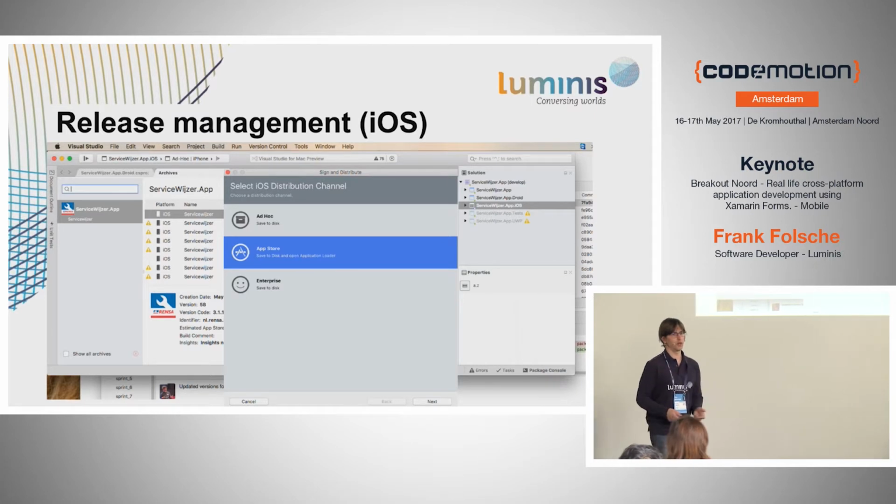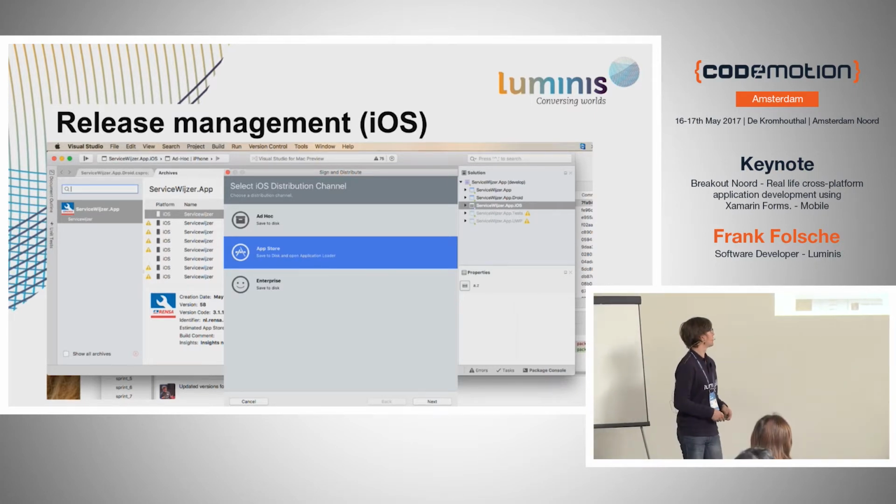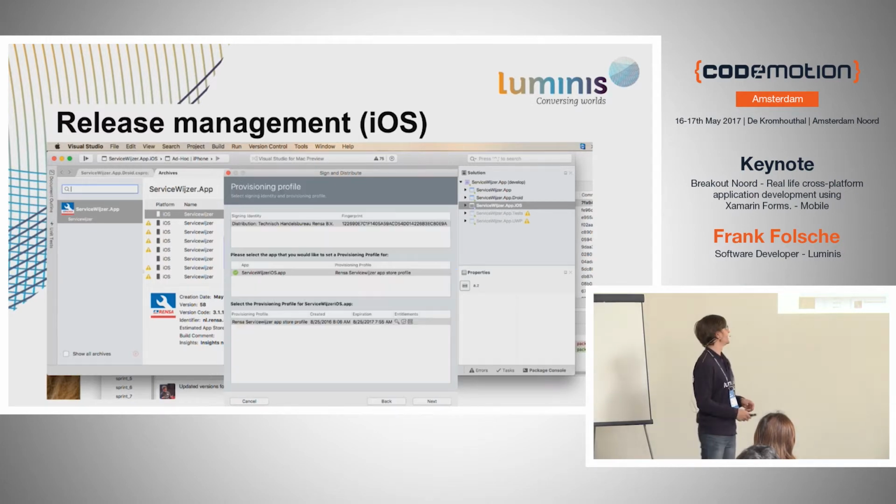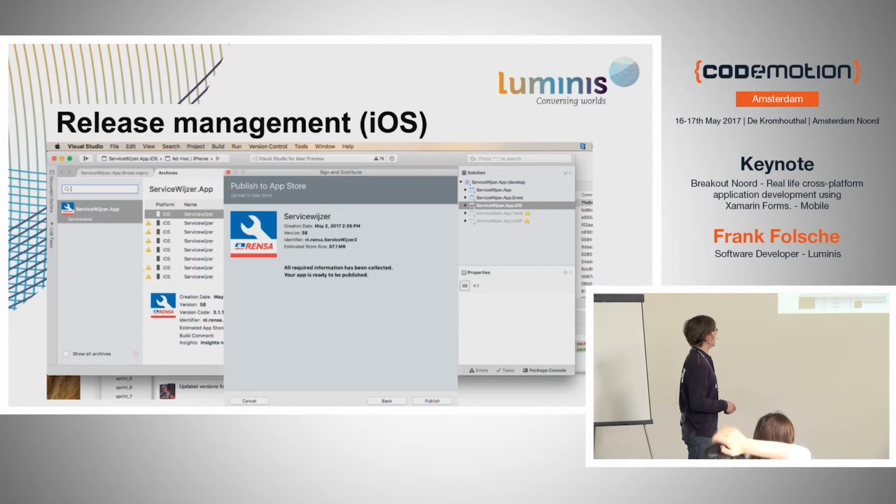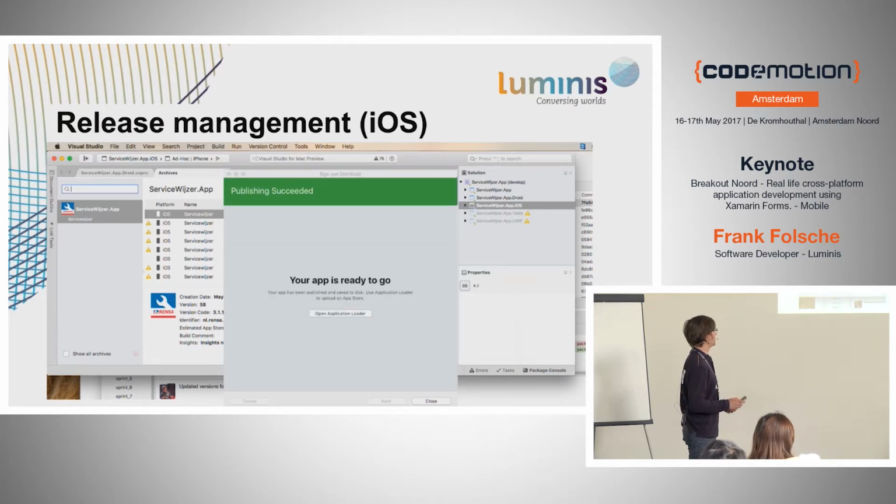A similar option, we can do ad hoc or App Store. We're going to choose App Store because we want to publish it directly. It gives us a little bit of overview what certificate we want to use, what distribution profile we want to use. And that's it. You click Publish.